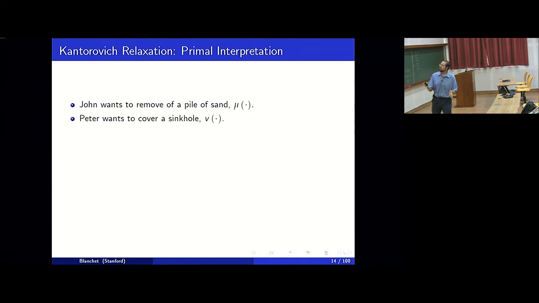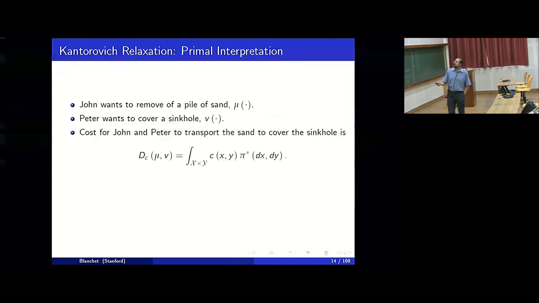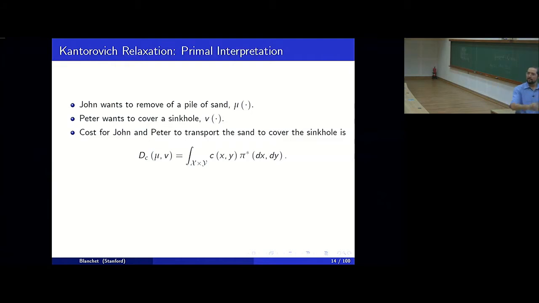And there is his friend Peter, who has a sinkhole in his backyard, right? He would like to remove that sinkhole, and John would like to remove the pile of sand. So the perfect situation would be they arrange and figure out a way to solve the problem. John and Peter are really smart people, so they could compute the cost of moving the pile of sand to cover the sinkhole. The cost they would imply for this activity would be given by the solution of the optimal transport problem.